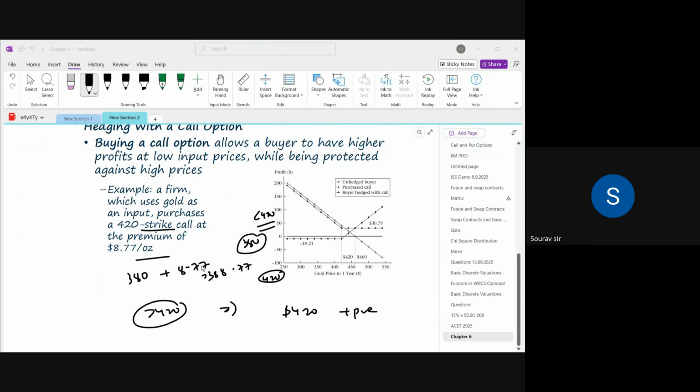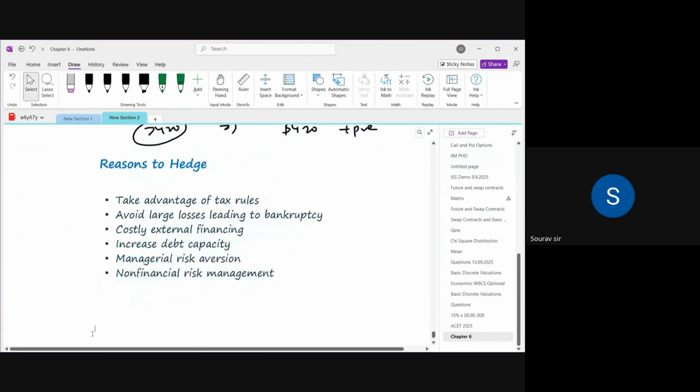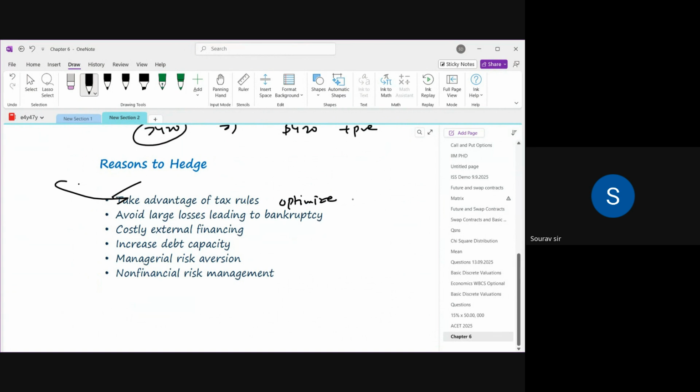Next, reasons to hedge. They can give you a question, and by now we have done many reasons to hedge, which I have already told you, and they have given eventually in the slide. Tax advantage: some tax systems favor stable cash flows. By hedging volatility, a firm can optimize. Till the diagram, any question anywhere?